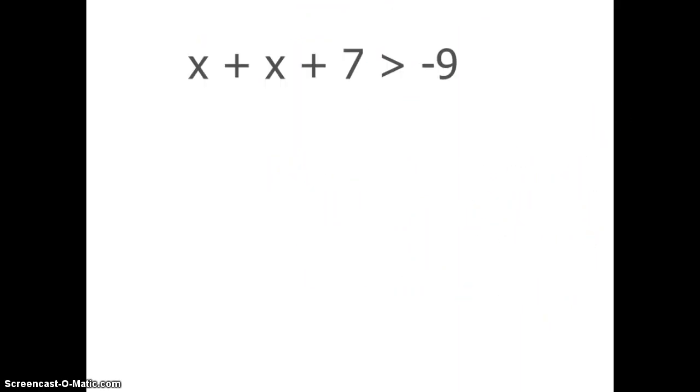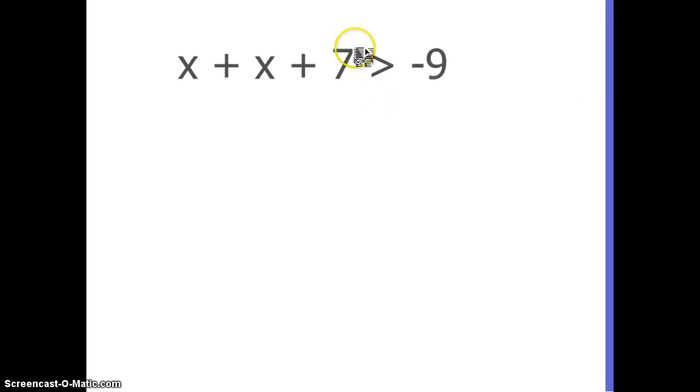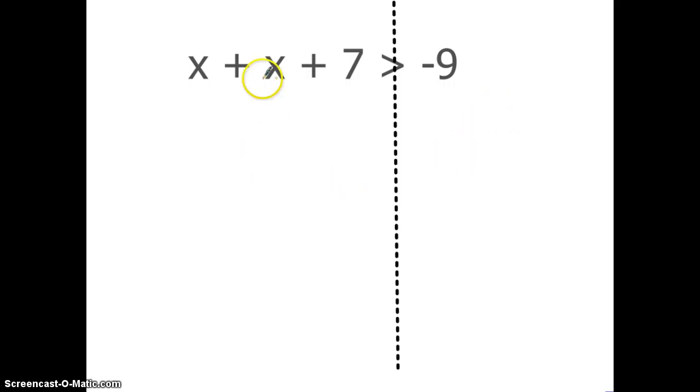Next problem. All right, so this looks difficult because I've got this symbol here, but I'm just going to treat it like any other algebra problem. It just means greater than, and it means that instead of one solution, you're picking all of the answers that are bigger than the number that we get at the end. Okay, so I've got like terms here. 2x plus makes 2x, plus 7, and the symbol I'm going to keep the same over here, greater than, negative 9. And the opposite of plus is minus.